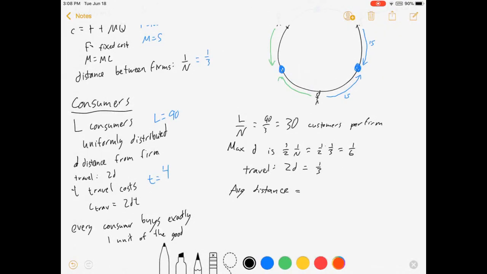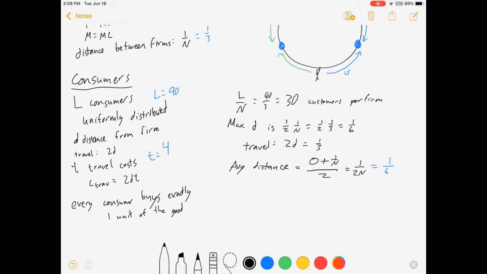Let's see. The shortest travel anyone has is 0. The longest travel anyone has is 1 over n, in this case 1/3. And then we're going to take the average of those 2, which winds up just being 1 over 2n, and in this model is 1 over 6. So the average distance anyone has to travel round trip is 1/6 of the way around our circle. And so with that, we can actually build real total transportation costs.